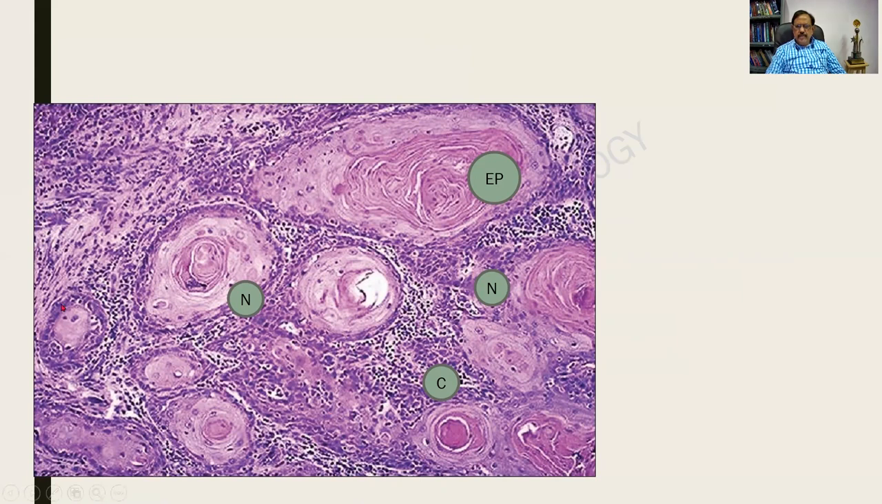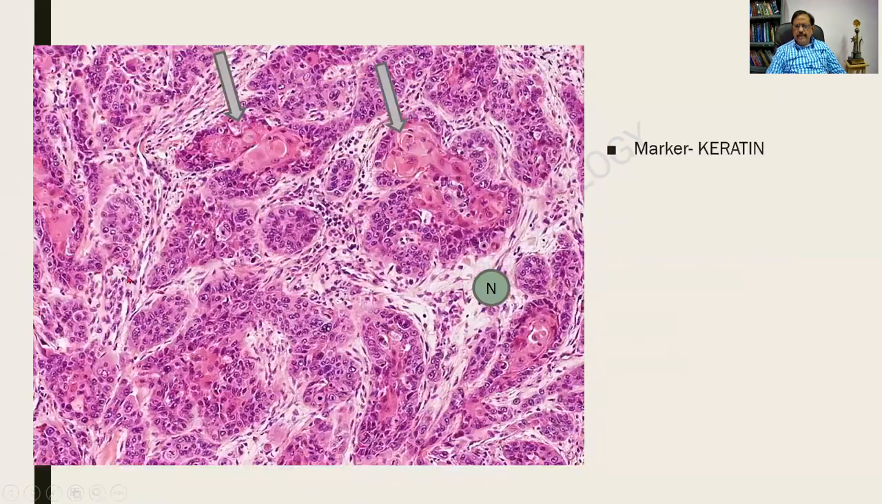I said it is in the form of nests over here. Sometimes you find that they can be long cord-like structures. And this is the supporting stroma that is having all the blue dots, which are inflammatory lymphocytes. I hope you are able to appreciate this picture. Again, the moment I see it, I find that there are multiple nests of these tumor cells, and these arrows are pointing out to the epithelial pearls.